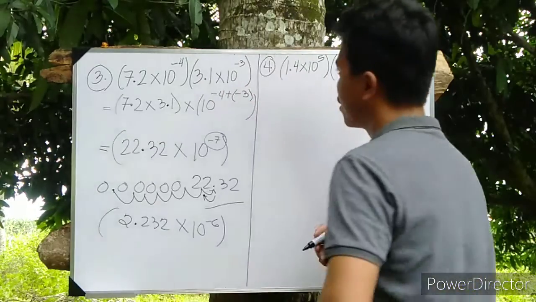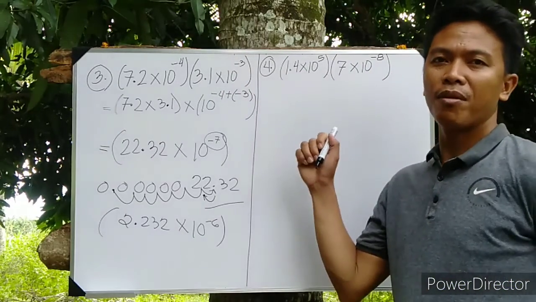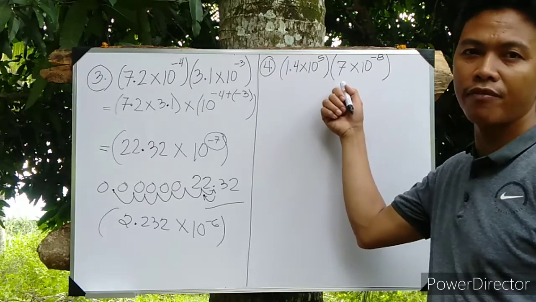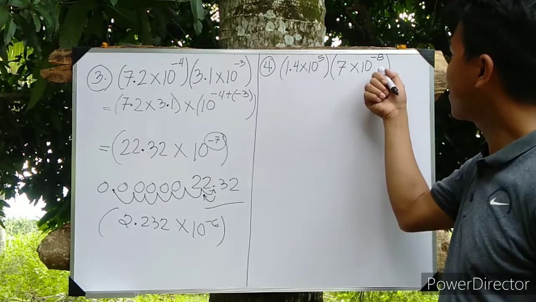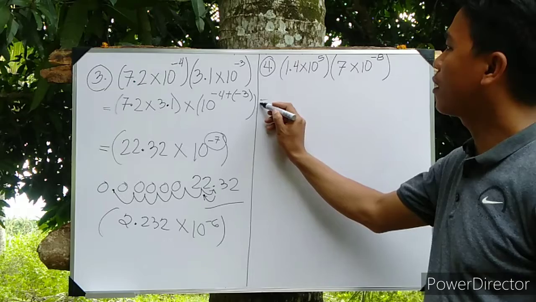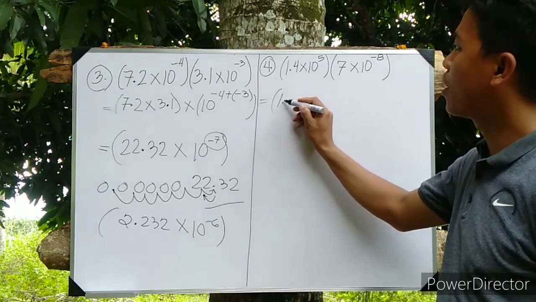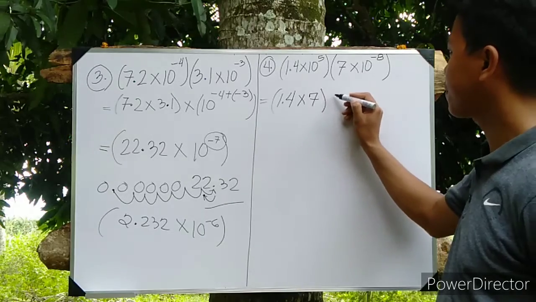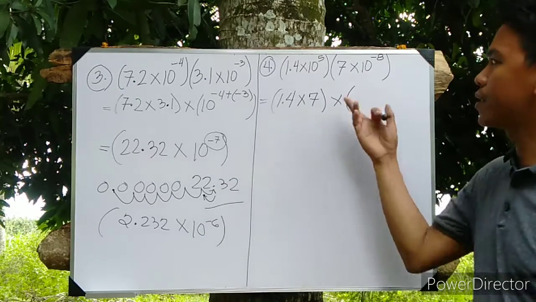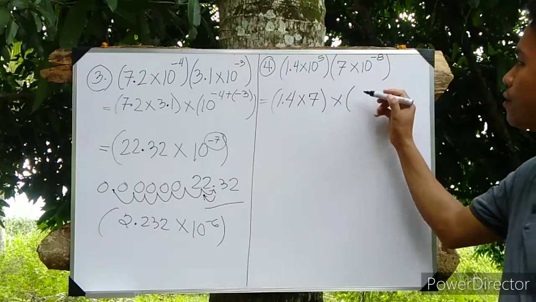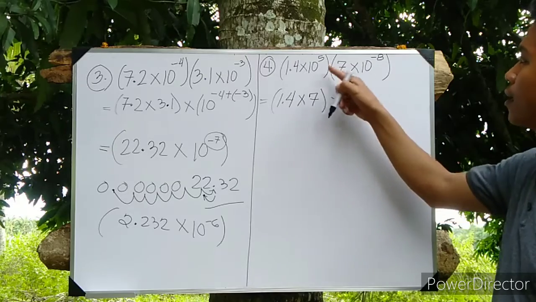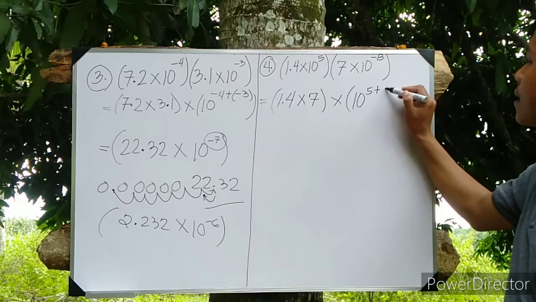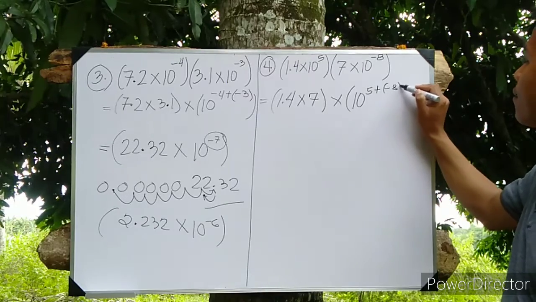Okay, for number 4, the problem here is 1.4 times 10 raised by 5 times 7 times 10 raised by negative 8. So again, we will get the values of A. We have 1.4 times 7 times the common constants are 10, just copy, then add the exponents. We have 5 plus negative 8.